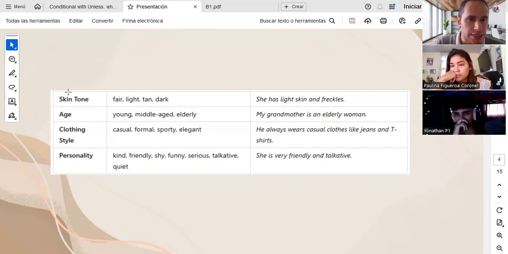Clothing style: casual, formal, sporty, elegant. He always wears casual clothes like jeans and a t-shirt. And the last one, personality: kind, friendly, shy, funny, serious, talkative, and quiet. She's very friendly and talkative.